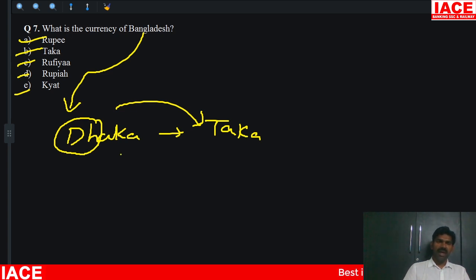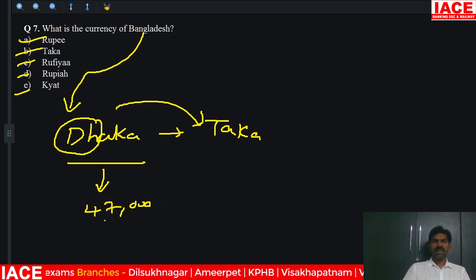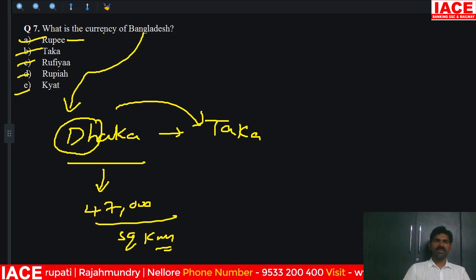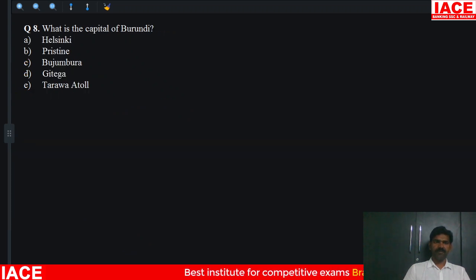Very, very important. And Dhaka is important because Dhaka is the most densely populated city in the world. Almost 47,000 people are residing per every square kilometer. The density is the highest in the world. So that's very, very important. And you know, rupee is the currency of India, and rupiah. So all these are very close. We have got Indonesia, which has rupiah. And Myanmar has a currency called Kyat. So very important. Myna Catwalk is a code that you can remember.